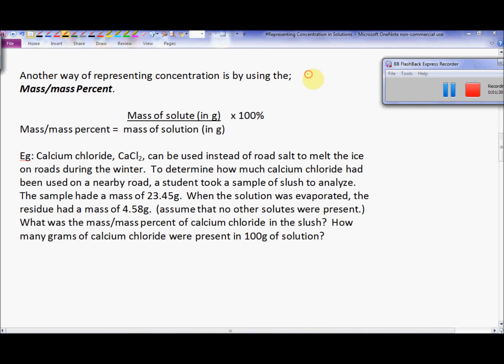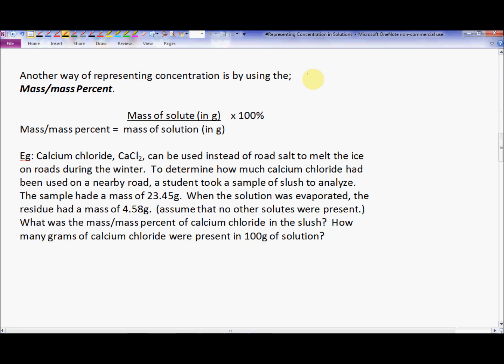So we've seen how we can calculate concentration using the mass volume percent. The next way that we're going to look at is representing concentration using the mass to mass percent. Okay, and that's pretty simple. It's just taking the mass of the solute divided by the mass of the full solution, including the solute and the solvent, and then multiplying by 100%. So that's the mass to mass percent.